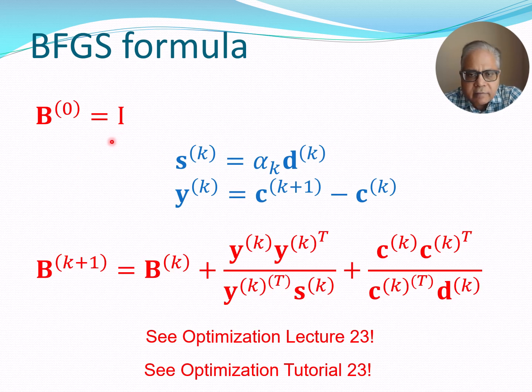Now the BFGS formula is well known. For example, B0 starts as I and then B_{k+1} is built up using this expression here. Remember that yk and sk are both vectors which we build up in this method. yk is the difference between the gradient vectors at points k and k plus 1, and sk is alpha k dk. So if I calculate sk and yk, then I can calculate these two matrices here and then update the Bk matrix. Of course, I start with B0 is I and then build it up here. Remember, B0 should always be positive definite and symmetric, and so I ensures that.